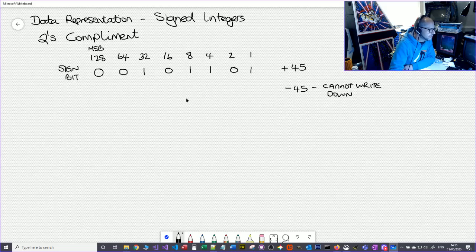Okay. Right. So if we want to write down a negative value, you say, okay, hang on a minute. Let's write down the positive value. And then this process, 2's complement, will convert a positive value into a negative value. Sounds a bit weird, but it's actually more difficult to explain than it is to just do. So let's have a look. Minus 45. I don't know how to write down minus 45, so what I'm going to write down is plus 45. Now I've already written that, but I'm going to write it again. So step 1.